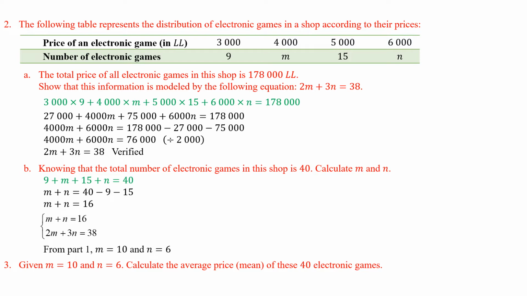In part C, given that m is equal to 10 and n is equal to 6, calculate the average price of these 40 electronic games. The average price of an electronic game is equal to the total price of all electronic games, which is 178,000 Lebanese pounds, divided by the total number of electronic games, which is 40. And the result is 4,450 Lebanese pounds.